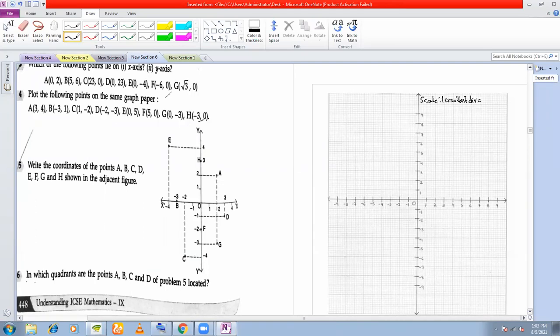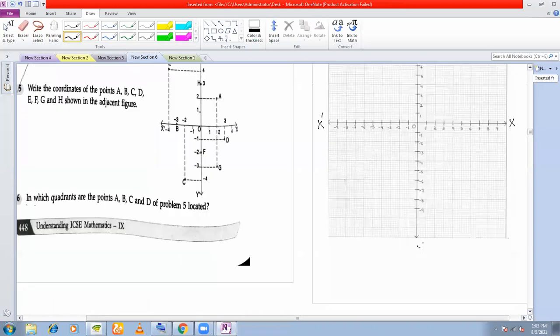Whatever scale you take on the x-axis, the same scale you will have to take on the y-axis. You cannot take 1 unit on the x-axis and 2 units on the y-axis. No, that you cannot do in coordinate geometry. Fine, so you have written the scale. Write down your x dashed, y dashed here.